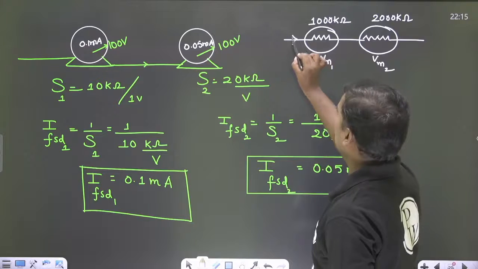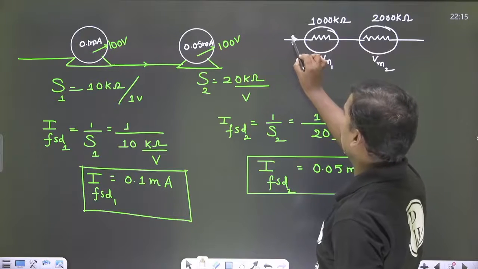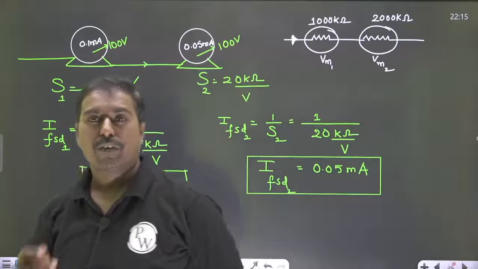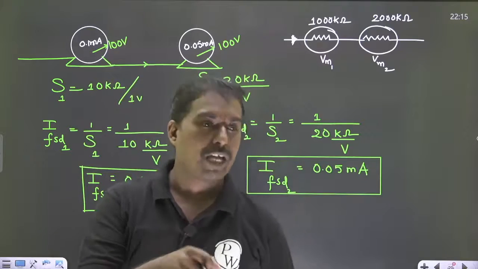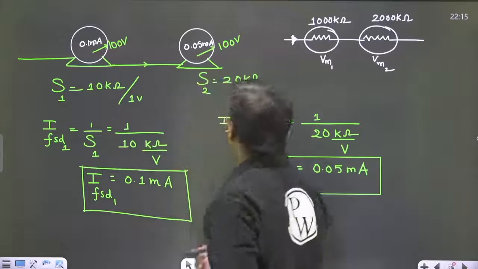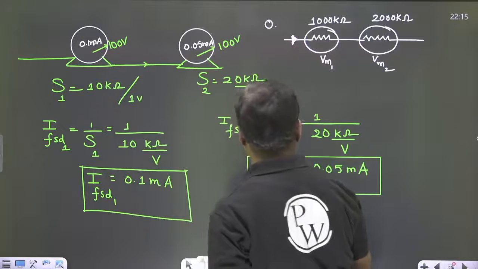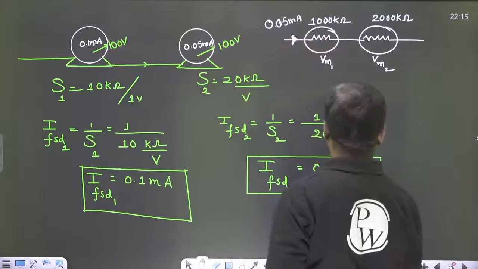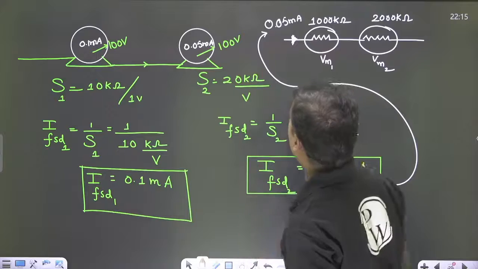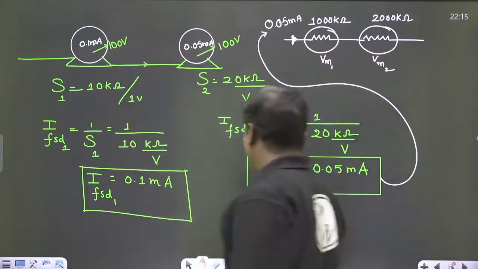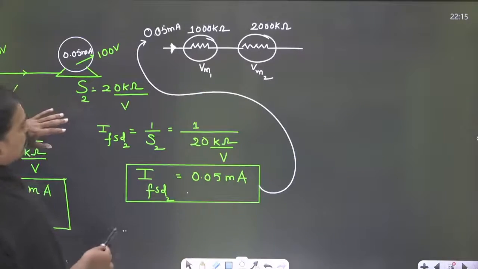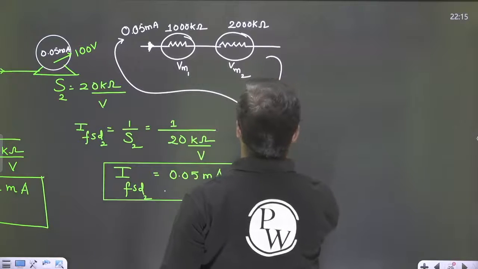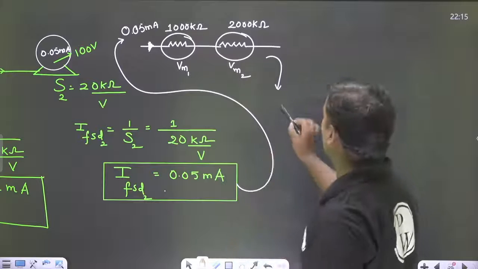When two voltmeters are in series, the minimum current is what is expected for giving the full scale deflection. Why? Because out of the two currents, for the smallest current of 0.05 milliamperes we are getting the full scale deflection. So if you take the full scale deflection as IFS2, that is 0.05 milliamperes going.